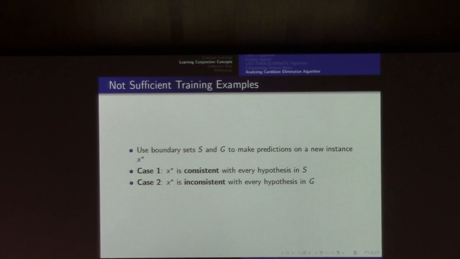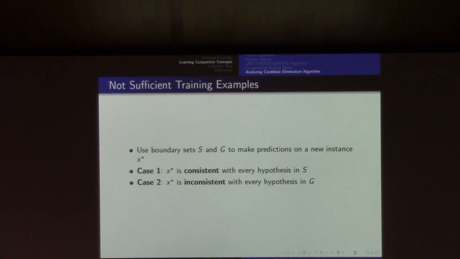One way to do it is to use the boundary sets to test against your test example. Let's say you get a new test case X star. You do not know what its true label is. You want to use the model that you have learned from candidate elimination to make the prediction. So you try it with every hypothesis in both sides, S and G, and then many things can happen. One thing that can happen is that X star is consistent with every hypothesis in S, which is a very good case, which means that you will call it a malignant instance because everything that is most specific is agreeing with it.